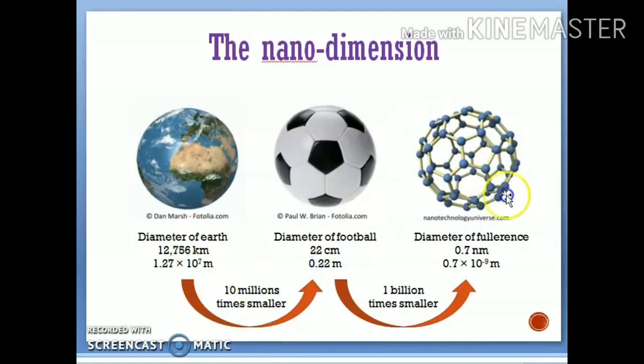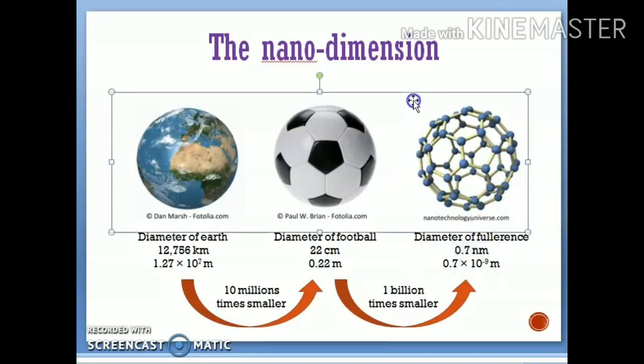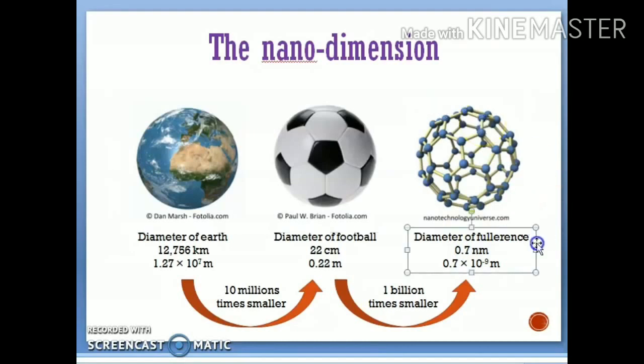And if we compare fullerenes, as I showed in the previous slide, the diameter of a fullerene is around 1 nanometer, or if we measure accurately, around 0.7 nanometer. If we take the ratio of the diameter of the football to the diameter of the fullerene, it is 1 billion times smaller than the football. The picture shows you how minute the nano dimension is.